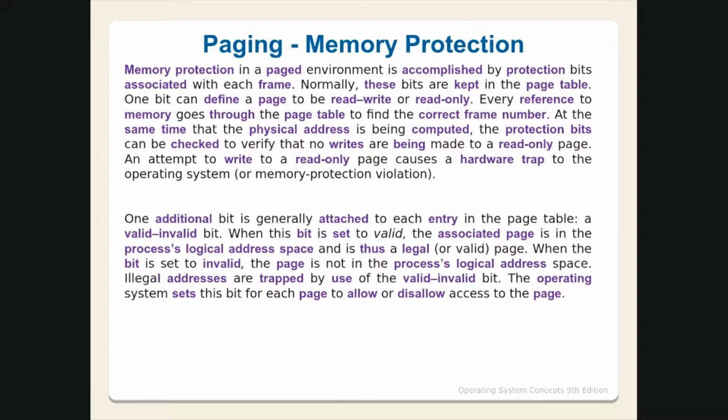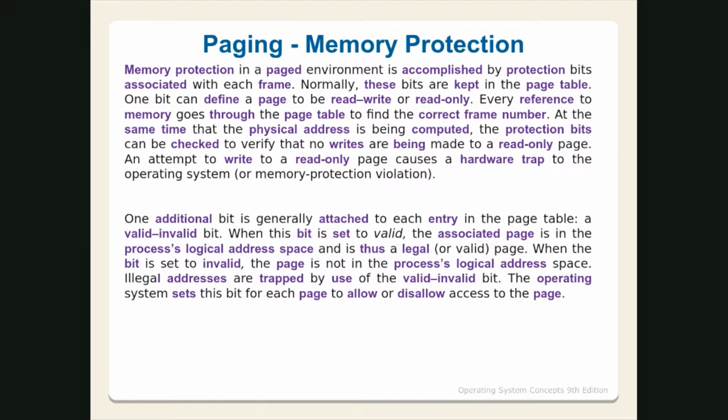These bits are kept in the page table. Remember, we already saw the page table. The page table contains the frame number, one entry in the page table. Now we are going to have one more entry. You will see another column, called the protection bit column. One column for the frame number, one column for the protection bit. So each frame number will have a protection bit. This one bit can define a page to be read-write, or read-only, or whatever.